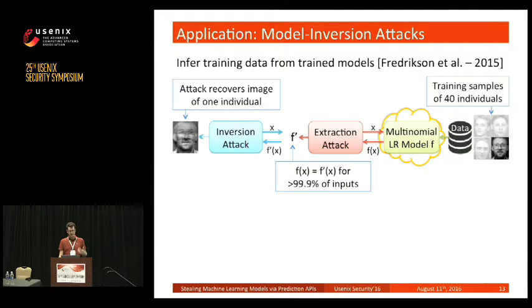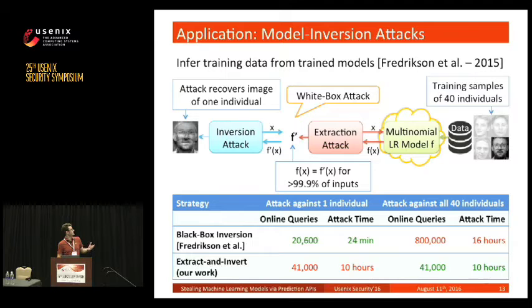And then essentially we apply an inversion attack over this extracted model, rather than applying this inversion attack directly over the black box cloud model the way it was done in this earlier work. And this attack will attempt to recover the image of one of the individuals in the training set. And then you can repeat this 40 times if you want to recover an image for each of these individuals. And it's actually in this scaling of the attack that we find a nice improvement.